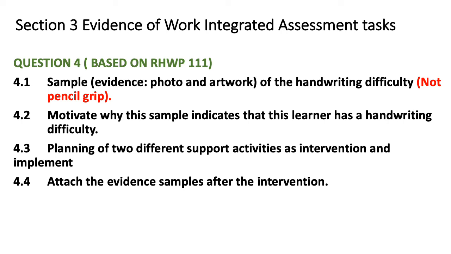So what we mean is that pencil grip alone is a developmental phenomenon that happens as they are learning. A lot of kids have an incorrect pencil grip. You need to look at a child that is really writing badly, and remember, look at your manual because there are lots of examples in there. Motivate why the sample indicates the learner has a handwriting difficulty, and then plan 2 different support activities for intervention to implement, and attach the evidence samples after intervention. So you need to show before and after.